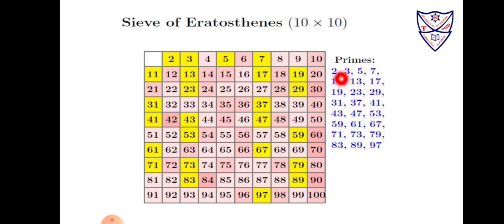So the numbers left out are the prime numbers from 1 to 100: 2, 3, 5, 7, 11, 13, 17, 19, 23, 29, 31, 37, 41, 43, 47, 53, 59, 61, 67, 71, 73, 79, 83, 89 and 97. So these are the numbers that are left out from the Sieve of Eratosthenes prime numbers method.